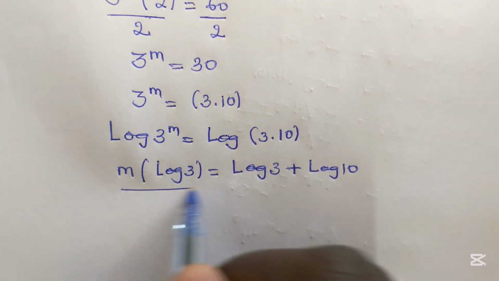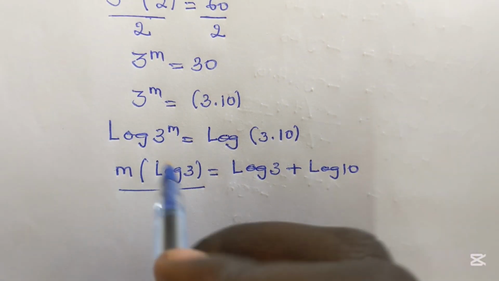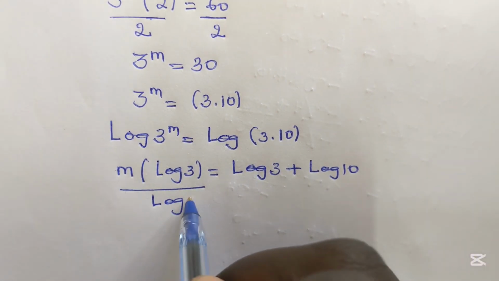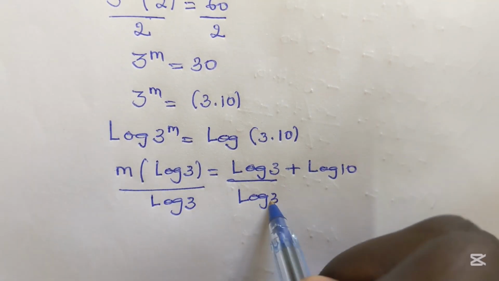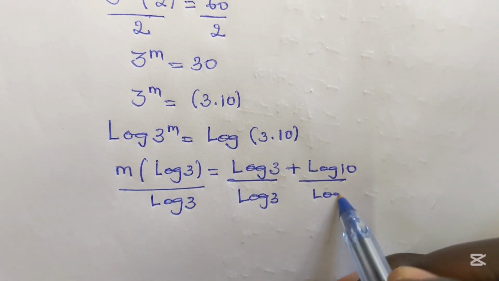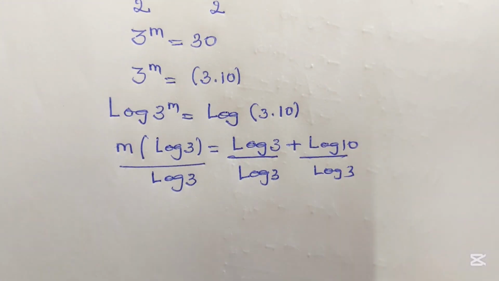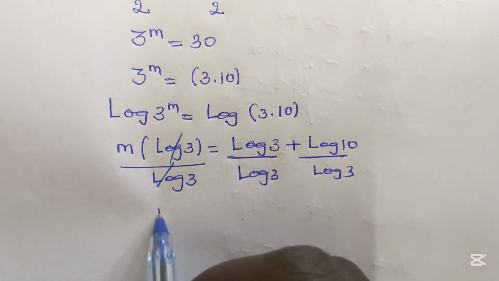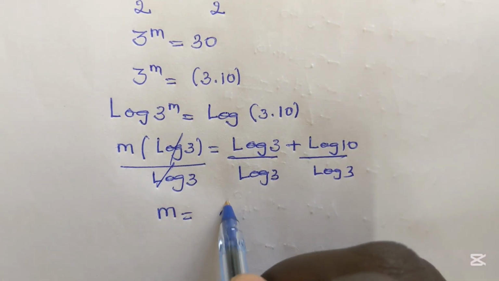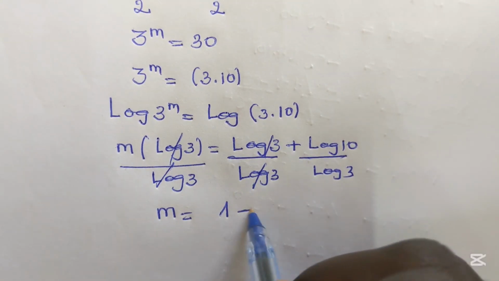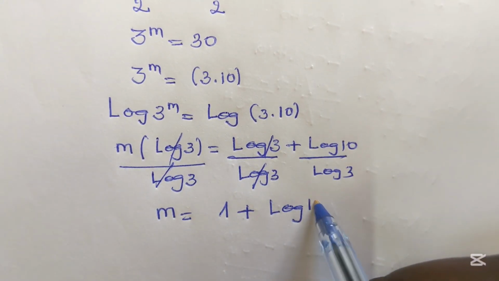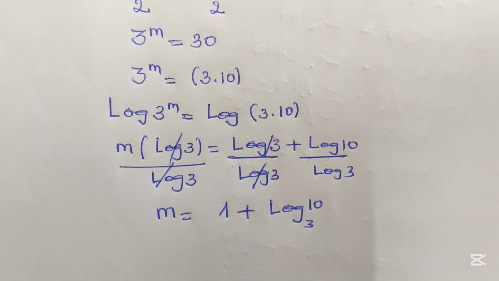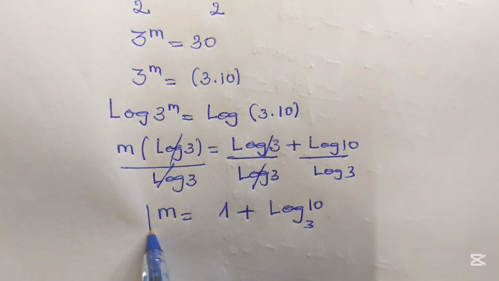Here we shall divide because we want the value of m. Divide by log 3, so that this will be cancelled, to get m = 1 + log of 10 to the base 3 as the final answer.